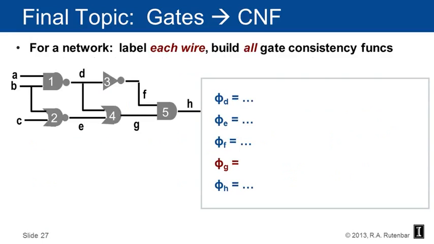So for your logic network, you now have to label each wire. Here are the inputs of this network, and here is the output of this network. This is the same logic network as before. Gates 1, 2, 3, 4, 5. 1 is a NAND, inputs A, B, output D. 2 is a NOR, inputs B, C, output E. 3 is a NOT, input D, output F. 4 is an OR, inputs D, E, output G. 5 is an AND, inputs F, G, output H.